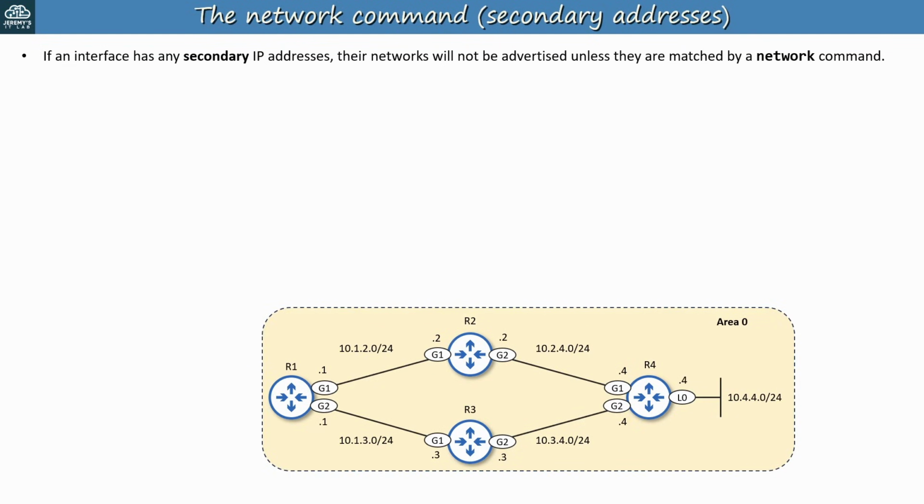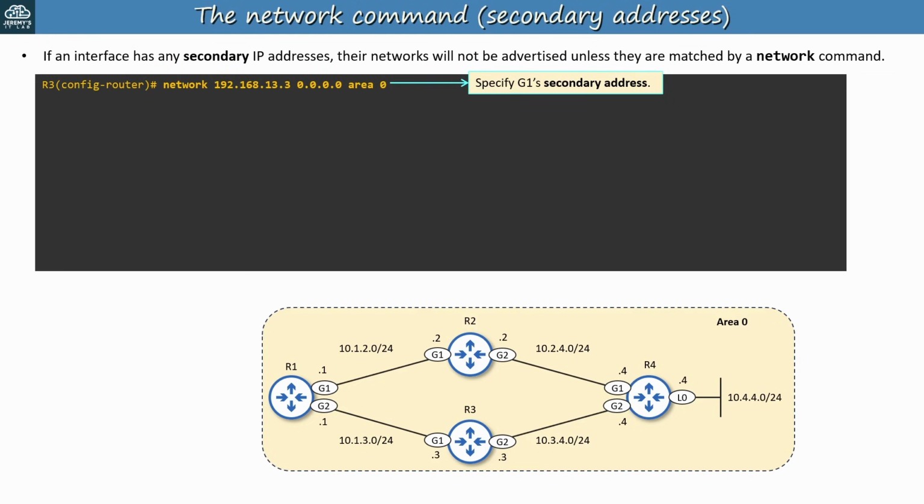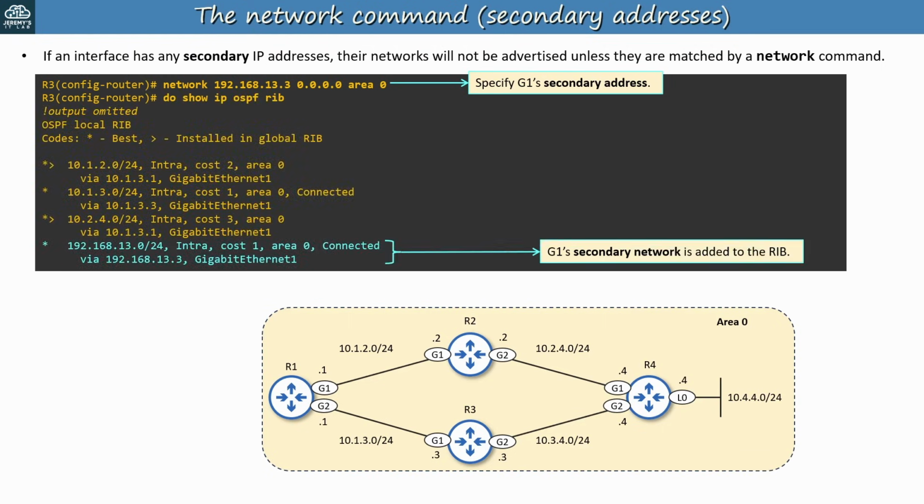Now let's change that. This time I configured network 192.168.13.3, matching G1's secondary address. Now the secondary network, 192.168.13.0/24, is added to the OSPF rib, and it is being advertised to R3's OSPF neighbors. So that's the first point about secondary addresses and the network command. Secondary networks will not be advertised unless they are matched by a network command.